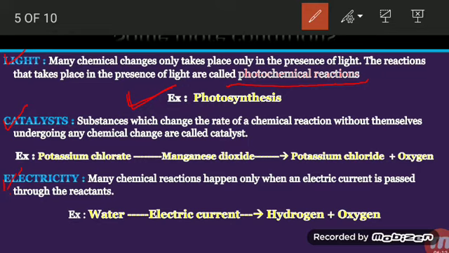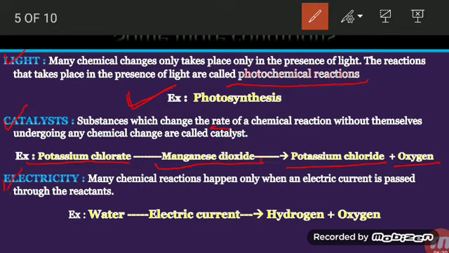Now catalyst, it's a new term for all of us. What is a catalyst? Substances which change the rate of a chemical reaction without themselves undergoing any chemical change are called catalysts. For instance, potassium chlorate in the presence of manganese oxide becomes potassium chloride plus oxygen.